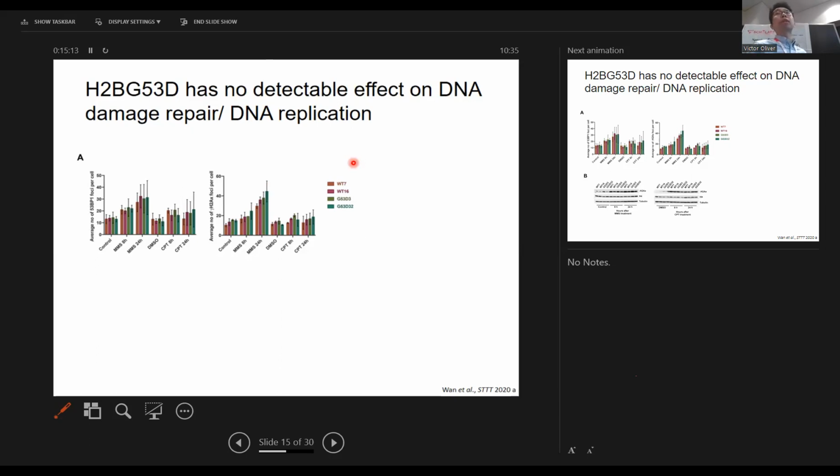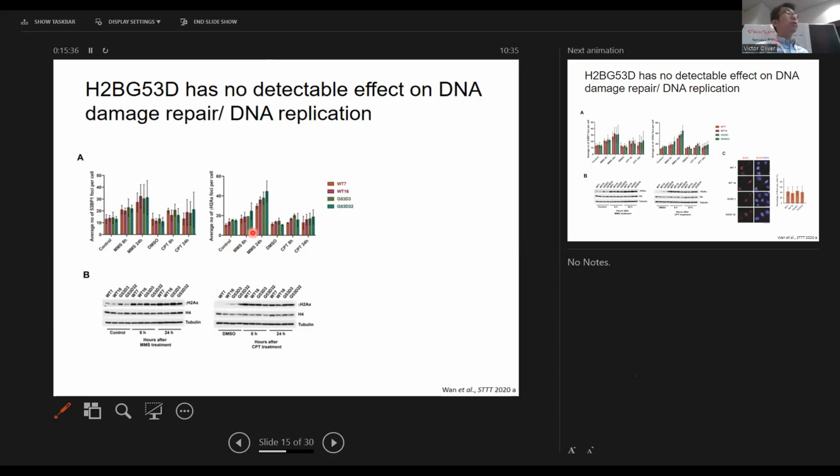the mutation affects DNA damage repair. So we treated the wild type cells and the mutant cells with the MMS and CPT, which can induce DNA damage, and then we perform these 53BP1 or the gamma H2AX immunofluorescence staining, and then we count the number of cells, but then we didn't see any difference between the wild type and the mutant after the treatment. We then also collect some lysates and perform the Western blot, and we also didn't see differences between the phosphorylation of the gamma H2AX between the wild type.